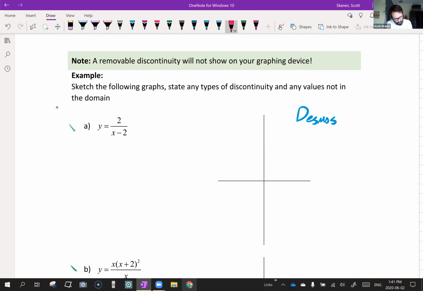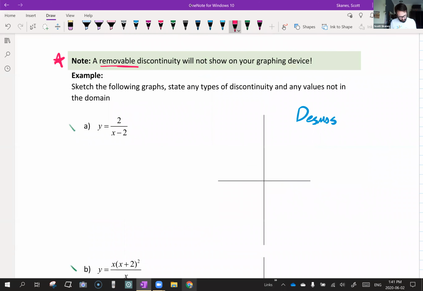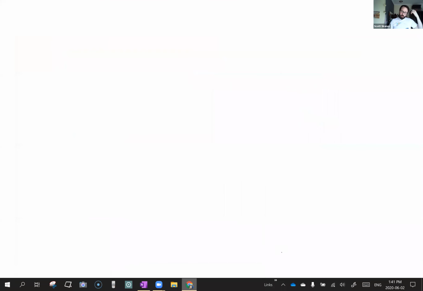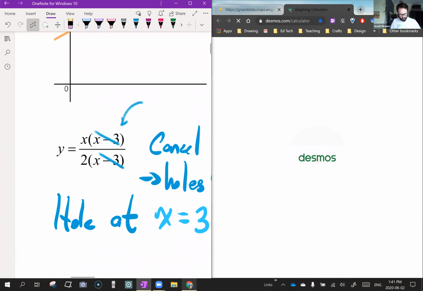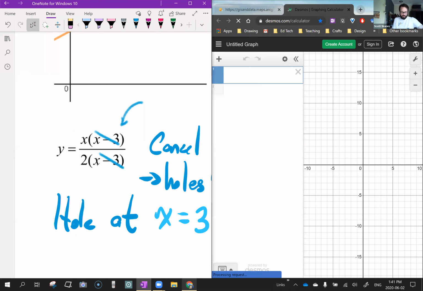First of all, a removable discontinuity won't show on your graphing calculator. So even if you graph it on Desmos, I'll show you this actually. I don't have Desmos ready, but I'll bring it up in a second. I'm just going to quickly graph that second function that I looked at. So let me show you this. This one here, okay? I'm going to graph that function. It's y equals x on top, x minus 3, to x minus 3.